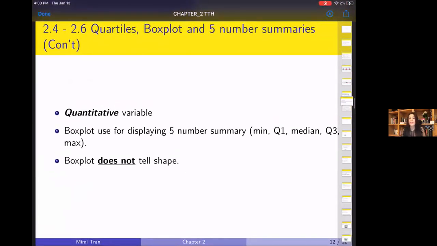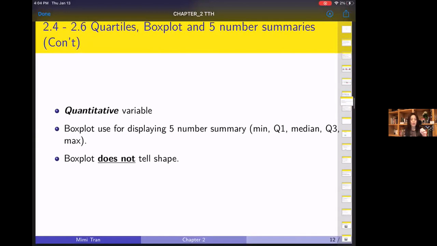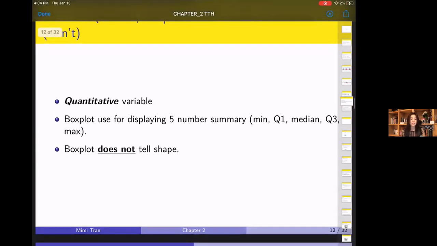A box plot, same as a histogram or stem plot, is used to display a quantitative variable. Specifically, a box plot is used for displaying the 5 number summary. So when you look at a box plot, you will be able to tell the minimum, the maximum, Q1, Q2, and Q3. But you cannot do that on a histogram, right? So box plots have that perk. The only drawback is that a box plot does not tell shape. You know how a histogram tells you whether it is normal, left skew, right skew, bimodal, etc. But a box plot does not tell shape.